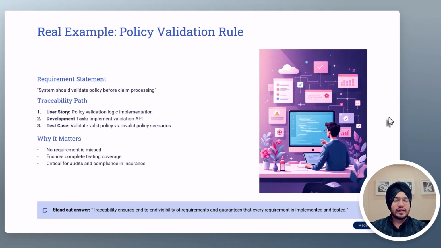Let's take an example. The requirement is that the system should validate policy before claim processing. Firstly, we'll create the user story and we need to track it. That is the requirement phase. Then we need to create a development task and connect that user story with the development task, implementation of the validation API. Then we need to create a test case and map it to the user story and development task. That is validating valid policy versus invalid policy scenarios.